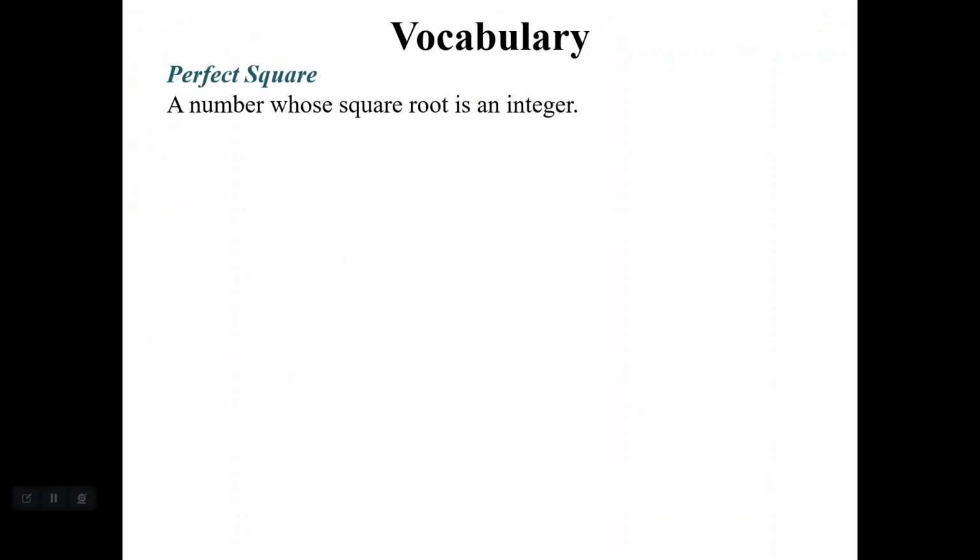So first, some vocabulary terms. Your vocab should be taped at the beginning of this unit in your math notebook. A perfect square is a number whose square root is an integer. Remember, integers are positive and negative whole numbers. When you calculate or find the square root, it is going to be one of the two equal factors of a number.